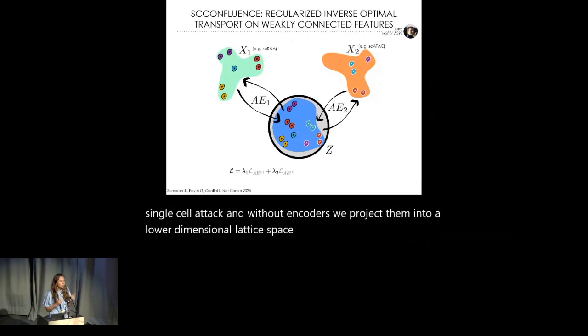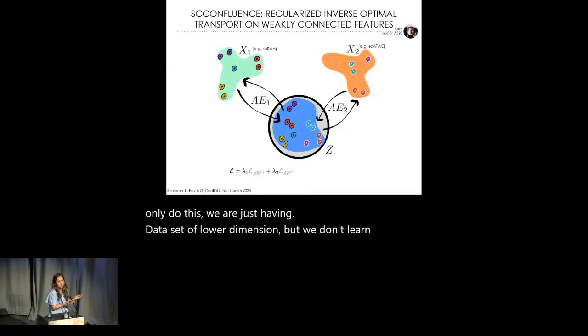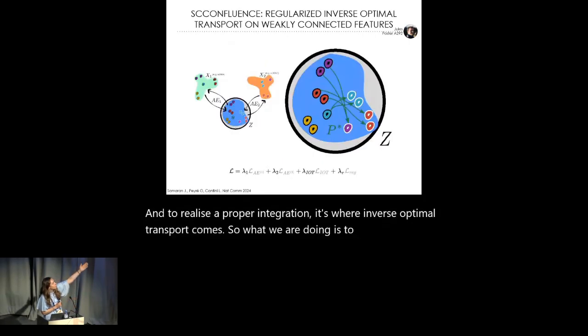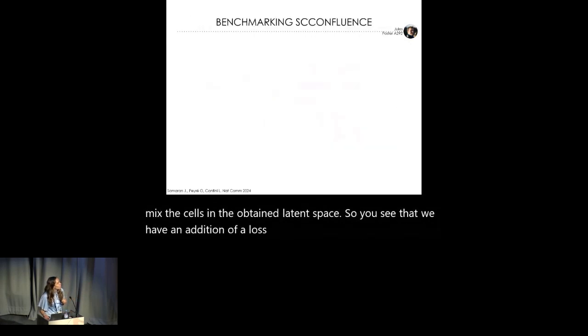Now, the issue is that if we only do this, we are just having the 2 data sets of lower dimension, but we don't learn how they are related to each other, and so it's not a proper integration. And to realize a proper integration, it's where inverse optimal transport comes in. So what we are doing is to use a translation of the second data set, for example, ATAC, into a form that is similar to the first, gene activity in this case. And then we use this information in order to define a plan that we can use to mix the cells in the obtained latent space. So you see that we have an addition of a loss based on inverse optimal transport.